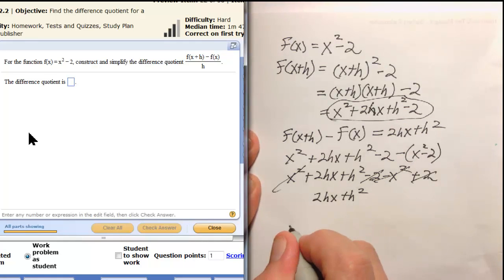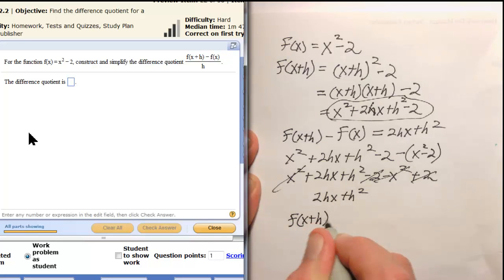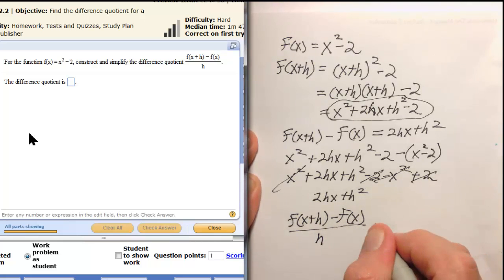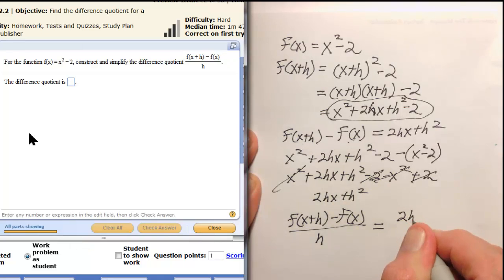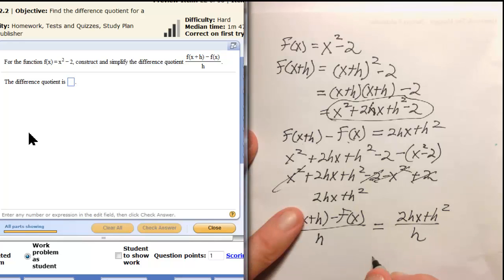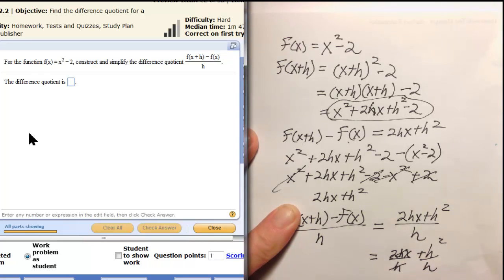Now, what we're looking for in the difference quotient is f of x plus h minus f of x over h. Well, we've already taken f of x plus h minus f of x. It's 2hx plus h squared over h. Hey, if we make ourselves two fractions here, we'll have 2hx over h plus h squared over h. We can simplify. We'll be left with 2x. This simplifies to just h. And so there you have it.